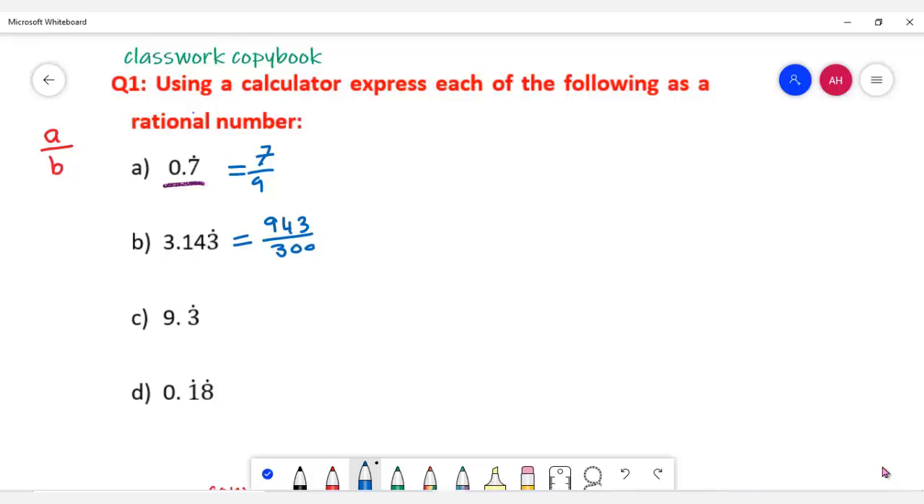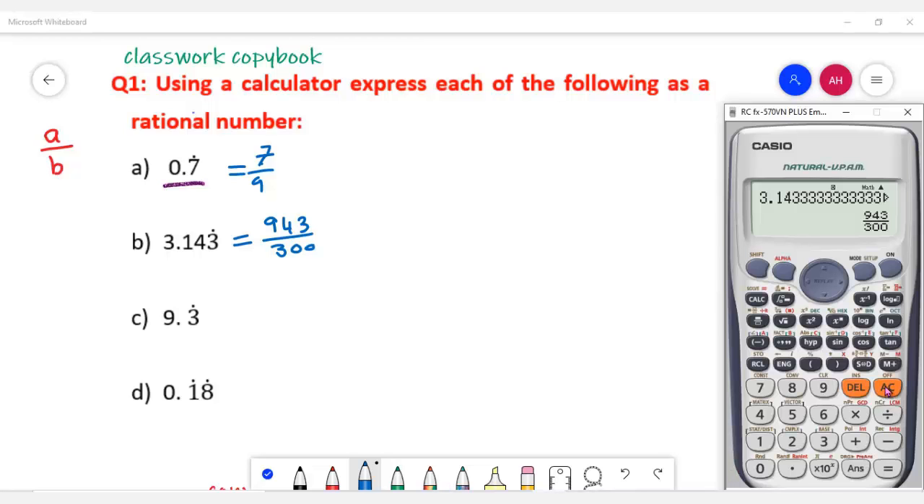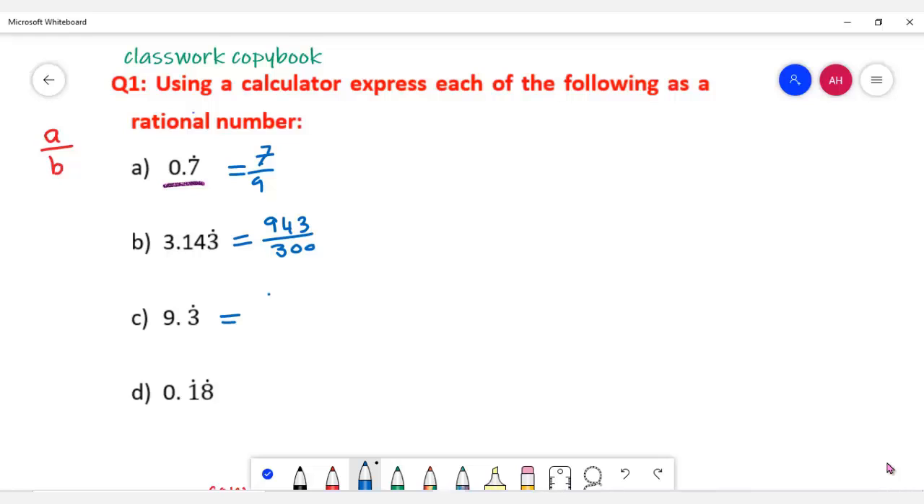Let's go now for number C. 9.3, and the 3 is repeated. So again, 9.3, keep on repeating the 3 till the end. And then press equal, it's 28/3. So my rational number is 28/3.